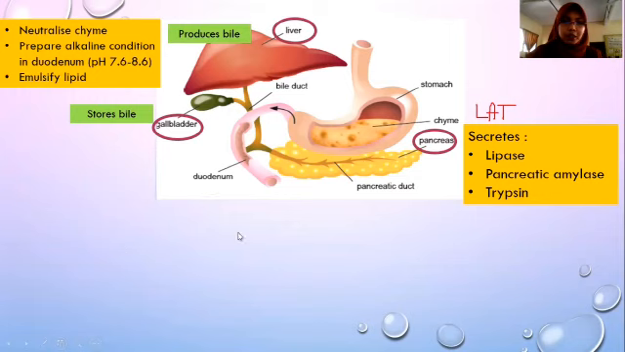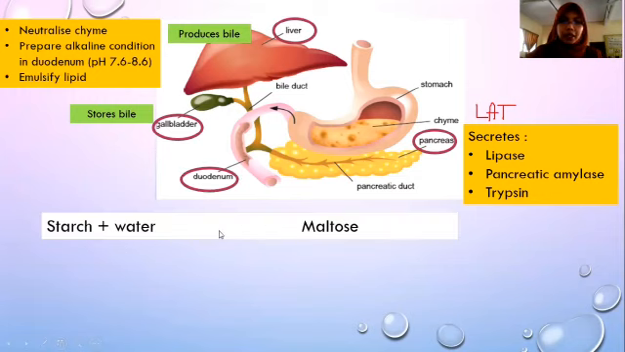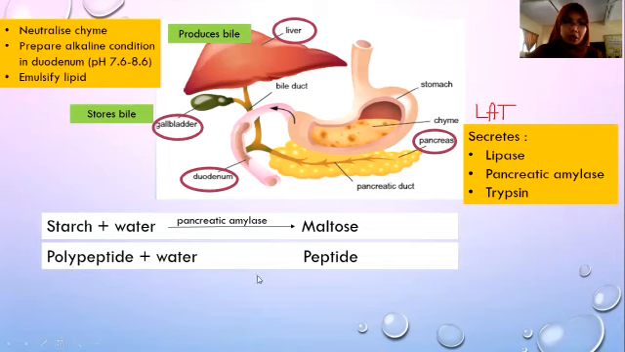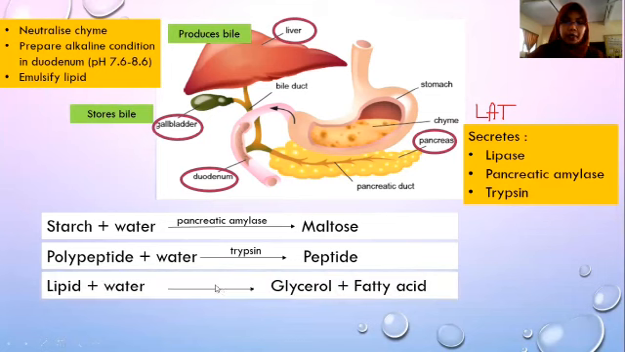In our duodenum, there are three equations involved because there are three hydrolysis processes. Starch plus water, in the presence of the enzyme pancreatic amylase, will form maltose. Polypeptide plus water, by the enzyme trypsin, will form peptide. Peptide is a shorter protein, shorter compared to polypeptide. And lipid plus water, by the enzyme lipase, will form glycerol and fatty acid.